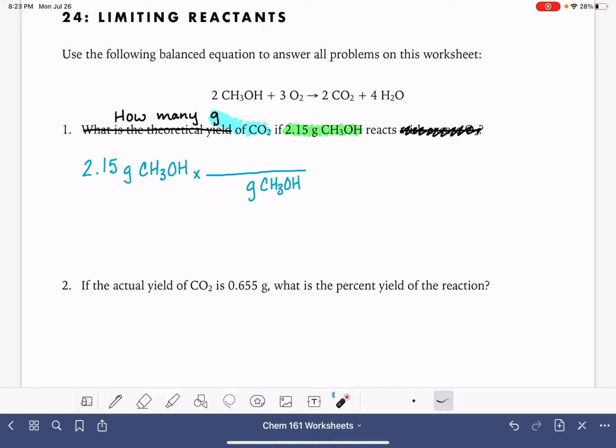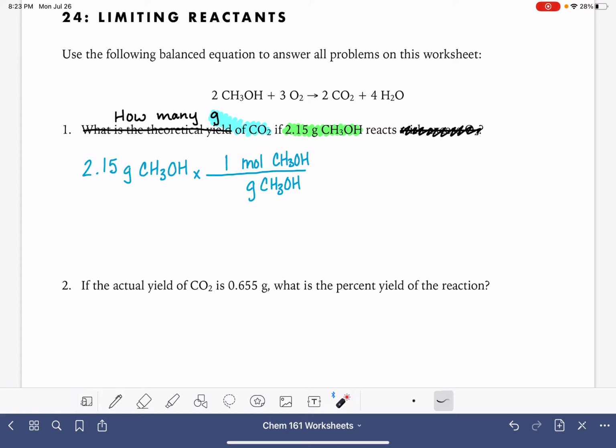Now, I've mentioned this several times in other videos. Whenever you're starting with the unit of grams of something, the only thing that you can convert that into is moles of the exact same molecule. So you have no options here in terms of what you're going to do, because we're starting with grams of CH3OH. When we're putting grams of CH3OH at the bottom of our conversion factor, our only option is to convert into moles of that same molecule.